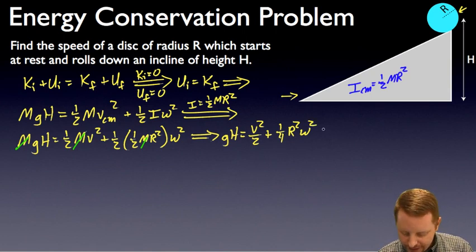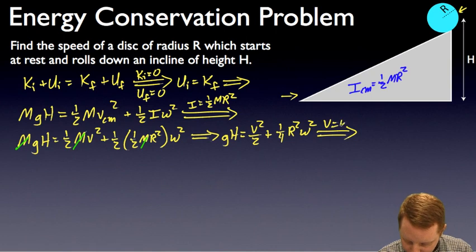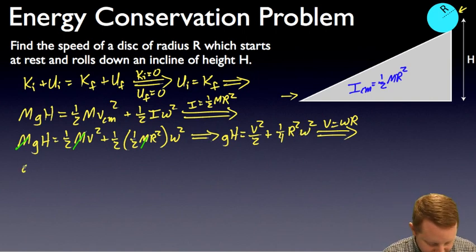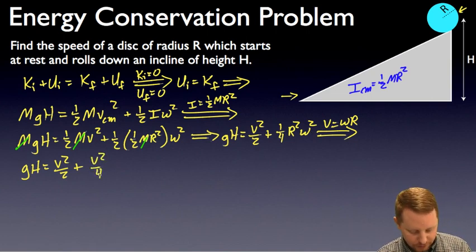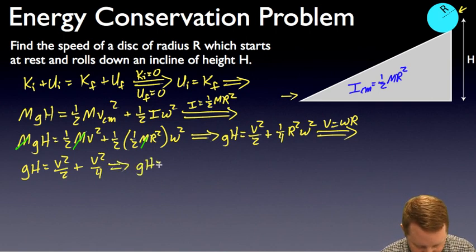Okay, getting closer. Now, notice I have a v and an omega in the same equation. Well, remember we've got a relationship that ties those two together. V is equal to omega r. Oh, wait, there's r and omega. Omega r, and that's squared. So I could rewrite this as GH is equal to v squared over 2 plus v squared over 4. Well, that's 2 fourths plus 1 fourth, which is 3 fourths. So that's GH equals 3 fourths v squared.